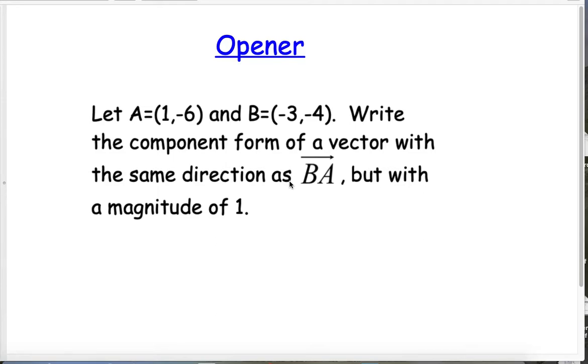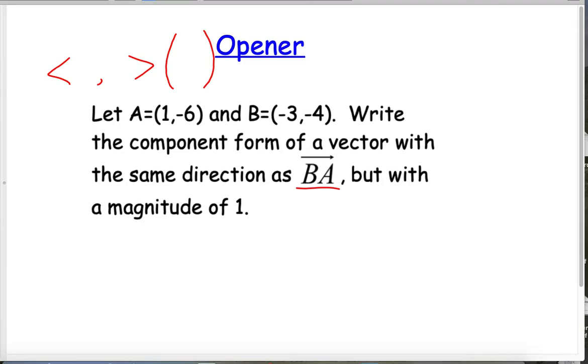We want to write the component form of a vector. So first of all, the component form of a vector we write like this, 2 numbers separated by a comma, or we can write it vertically with 2 numbers there. We want to write the component form of a vector that is going to be in the same direction as vector BA, but with a magnitude of 1. So first of all, let's go ahead and try and come up with vector BA.